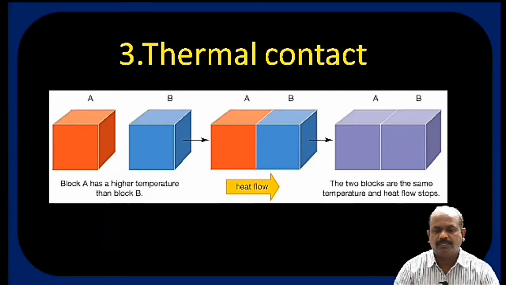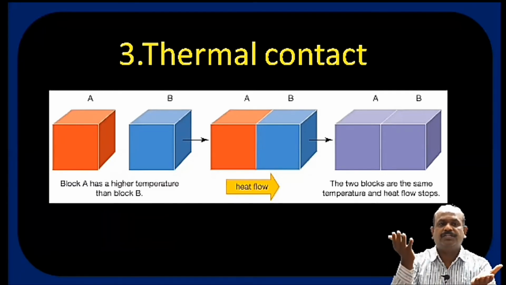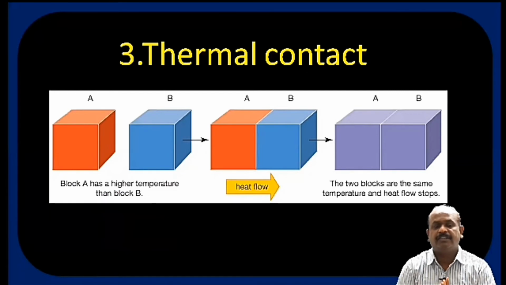Next, when two bodies are in thermal contact, heat transfer takes place from one body to another body. During this process, temperature of one body goes on decreasing and temperature of the other body goes on increasing. Finally, the temperature of both the bodies becomes equal. At this stage, we say that these two bodies are in thermal equilibrium.